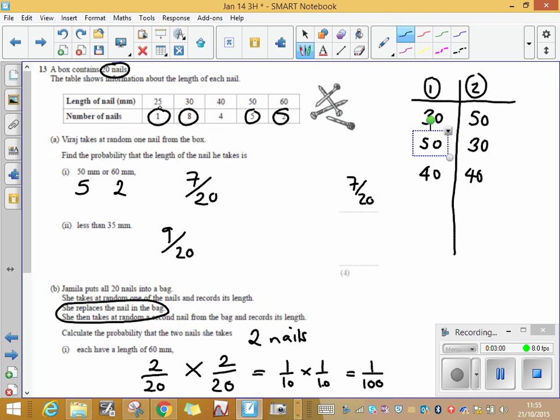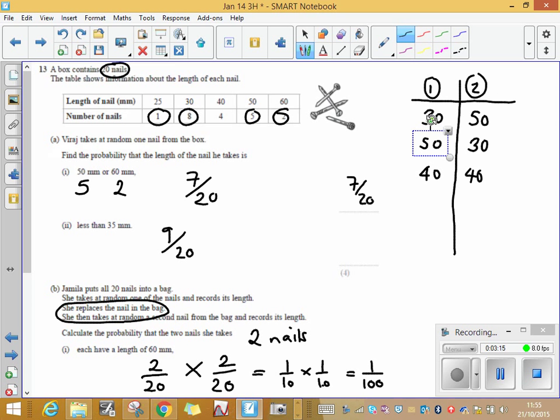If the first one's 25, I can't choose a second one. 30 and 50 makes 80, 40 and 40. With a 60 millimeter nail, I'd have to have a 20 millimeter nail, so that's not going to work. Now, I'm going to work out the probabilities of each of those.